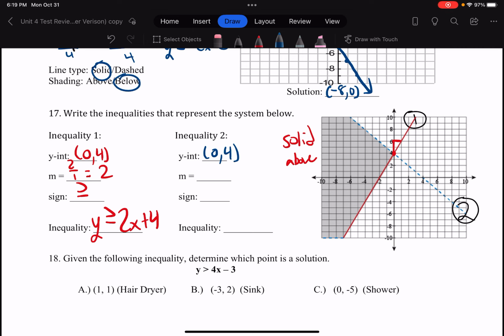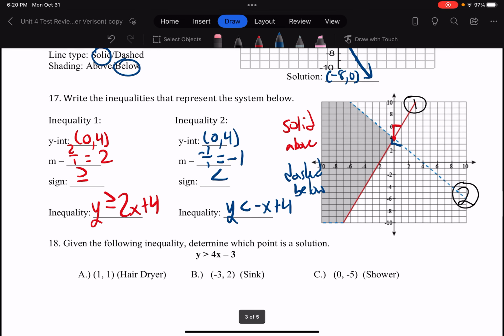Now let's go to inequality 2. Like I said, we started at our y-intercept of (0, 4). But now I've got the slope of down 1 to the right 1, which also gives me a slope of -1. But looking at this inequality here, I know that I have a dashed line and it's shaded below. So dashed and shaded below is going to be less than, giving me that y is less than -x or -1x plus 4.